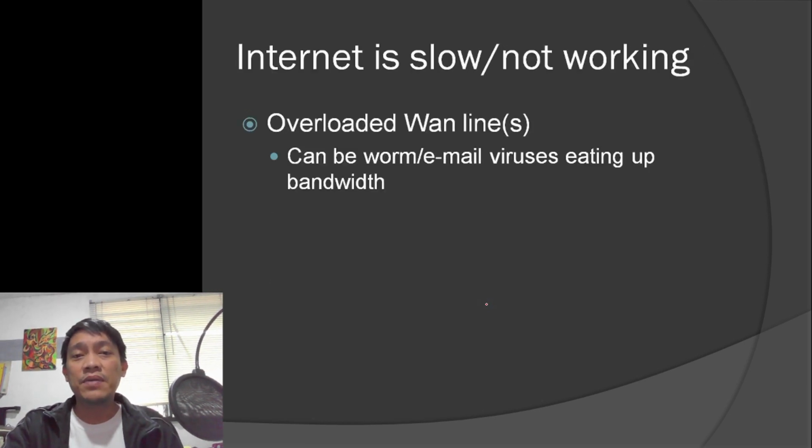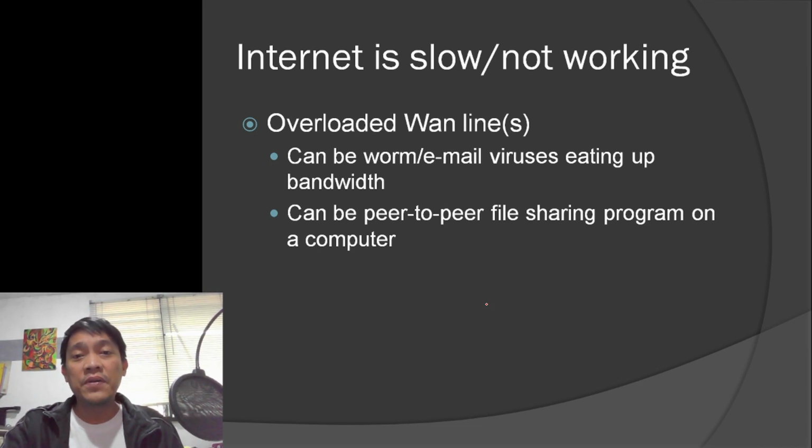Overloaded WAN lines can be a worm. So overloaded WAN lines, or the internet lines. Maybe you have many requests. So it can be a worm or email viruses eating up bandwidth, or a DDoS which eats up your bandwidth. So you have to consider deploying antivirus and a network firewall. Because even if you have a very huge internet bandwidth, it may be consumed by a worm or any viruses that affect your network.